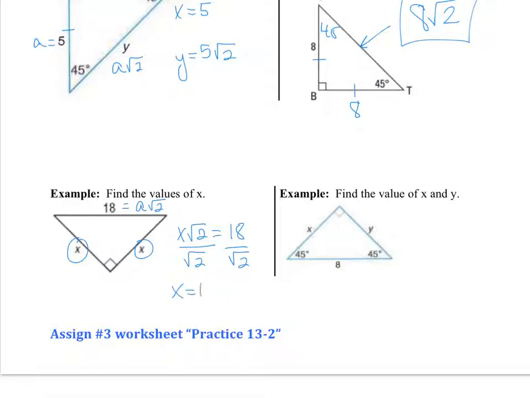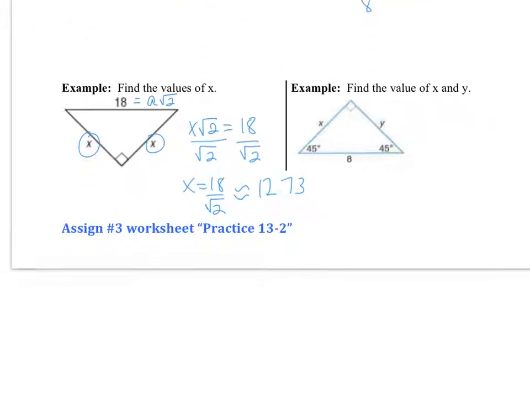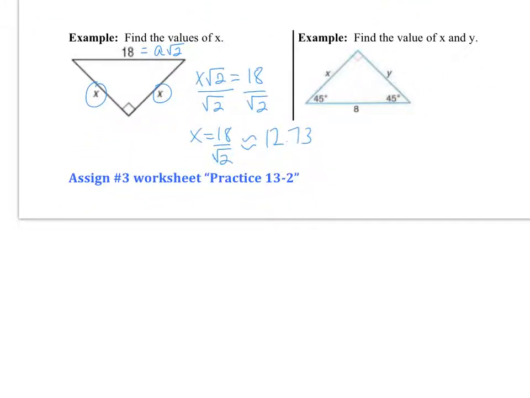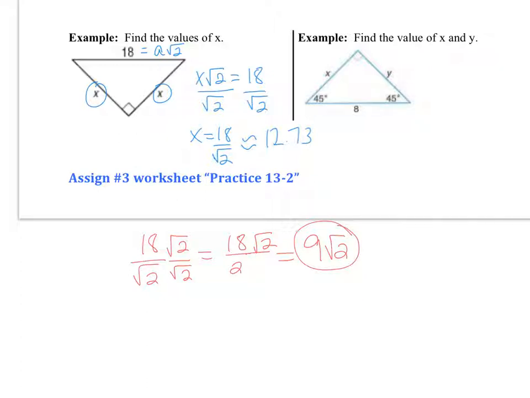I've got x is equal to 18 divided by the square root of 2. We can do that on the calculator and we get an approximate answer of 12.73. I want to show you also how to rationalize that denominator. There's extra practice from yesterday. So 18 over the square root of 2. Multiply the top and the bottom both by the square root of 2. I get 18 over 2 times the square root of 2, reducing that 18 over 2, 9 square root of 2. So that's another way you can do that. Those are both the same value.